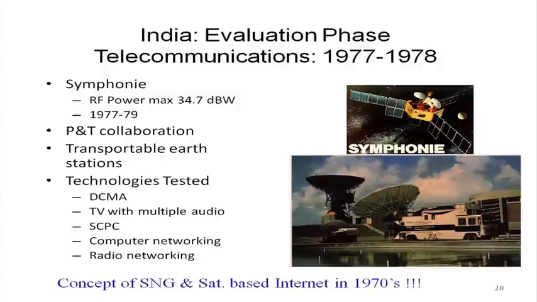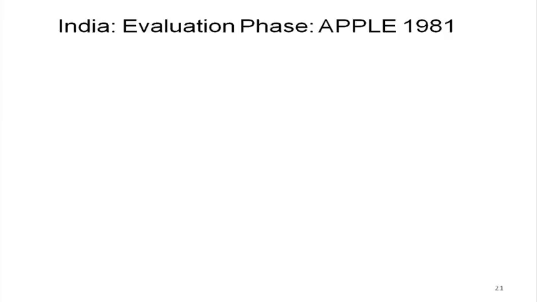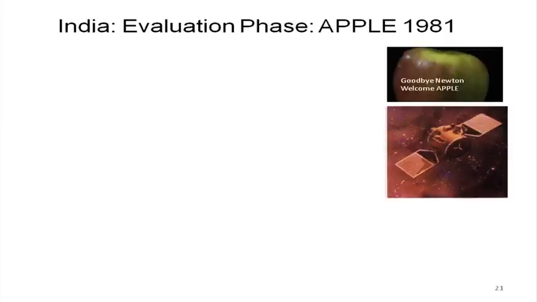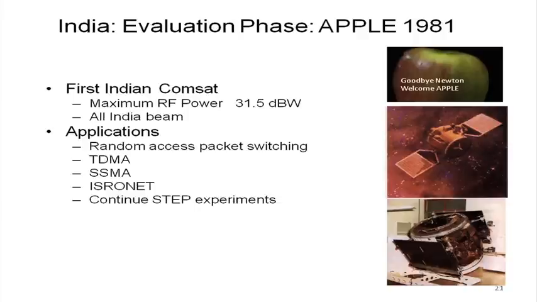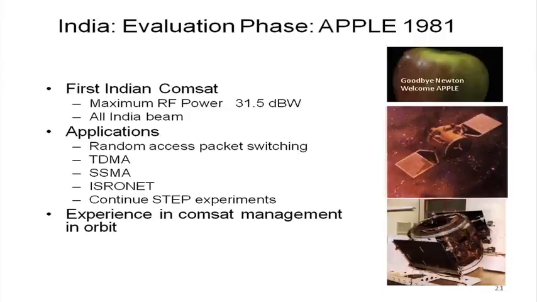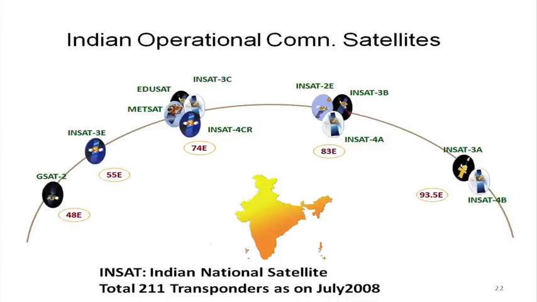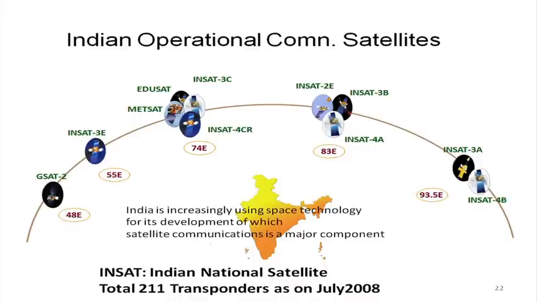So in those days, in the 1970s, we tried many evaluations, and later we launched our own satellite called APPLE, and that was the first ComSat payload, communication satellite payload. A lot of experimentation was done, and subsequently we launched Indian national satellites. And in 2008 we had almost 211 transponders and many such satellites at different places in the orbit, and almost a similar number of satellites are there now.